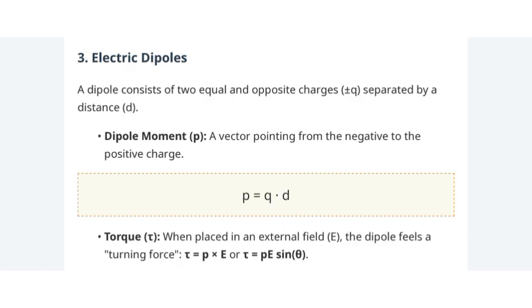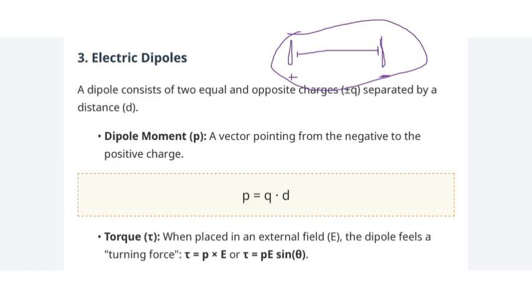So what exactly is a dipole? A dipole consists of two equal and opposite charges. So if we have a charge here, then we have another charge here. This charge here is plus and this charge here is minus, and there's a distance between the positive and the negative charge. When the charges are equal and opposite, and they are separated by a distance, this whole system is known as a dipole, an electric dipole.